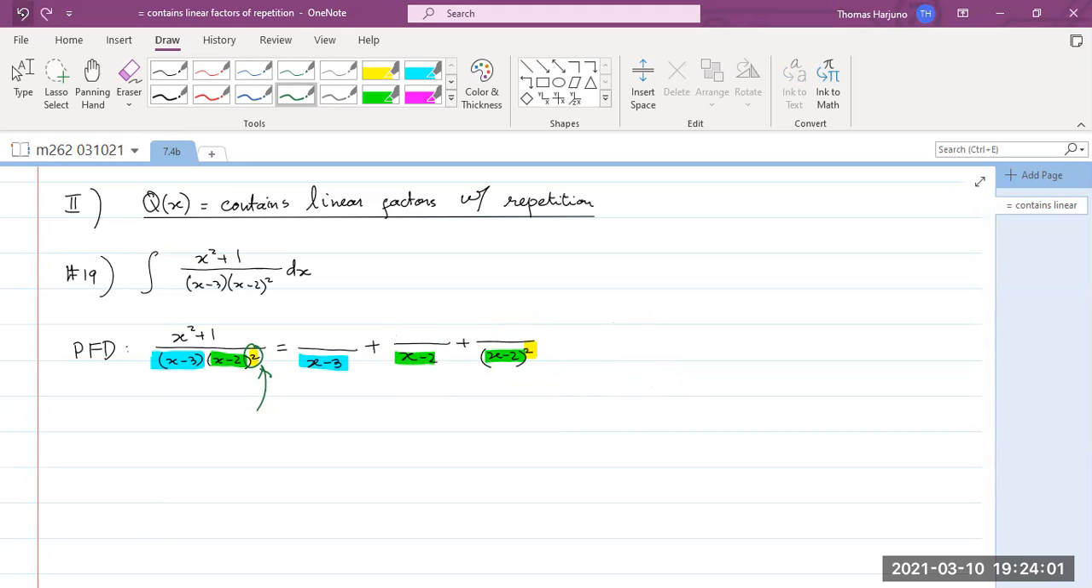Now, the rule for the numerators is always 1 degree less than the denominator, without considering the repetition. The first denominator is degree 1, so the numerator is degree 0, a constant. Here, even though the bottom has a square, it actually comes from a repetition of x minus 2, so 1 degree less than degree 1, that's just C. Any questions so far?